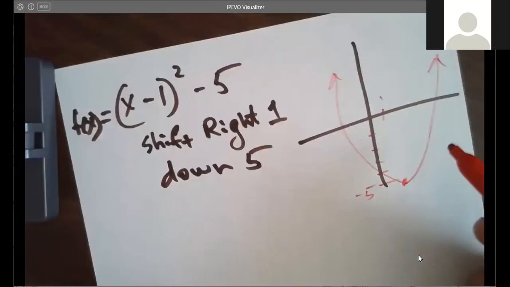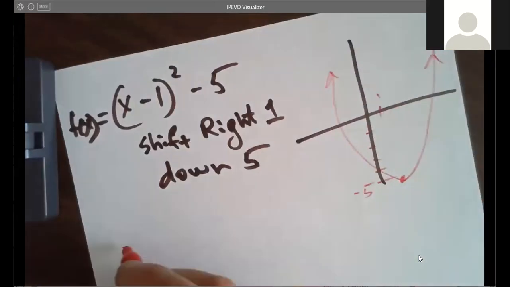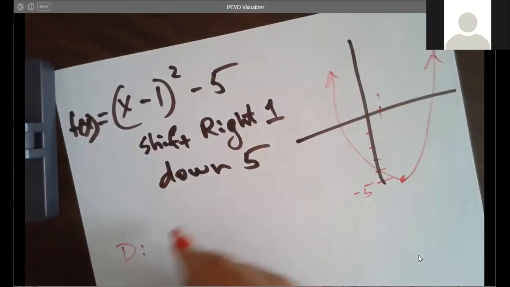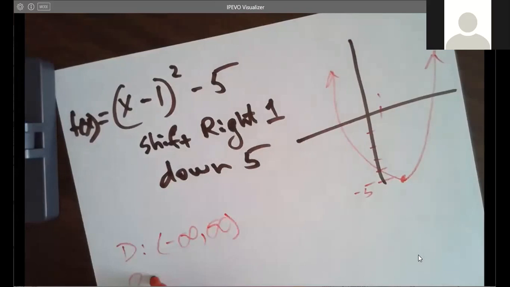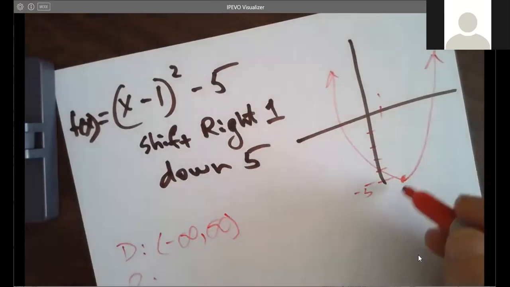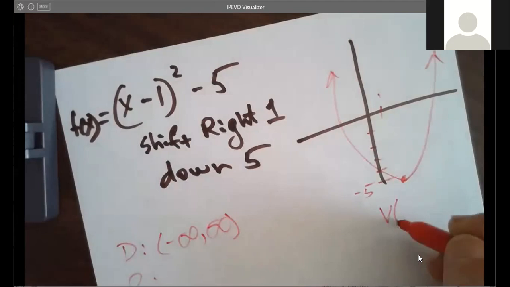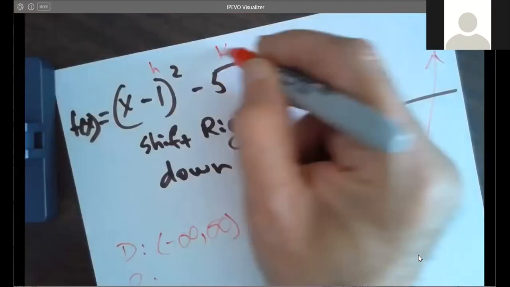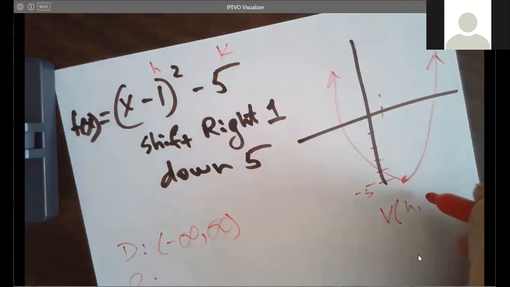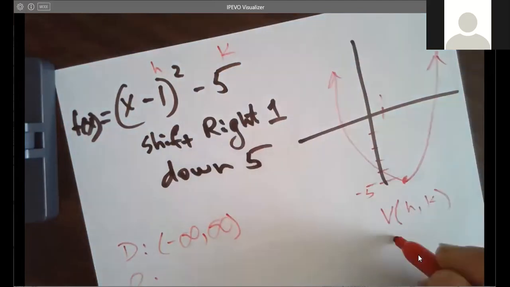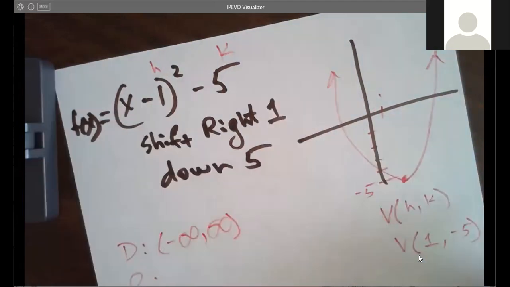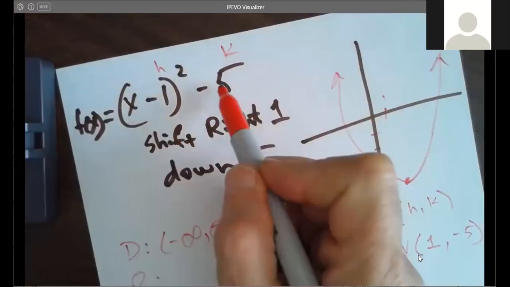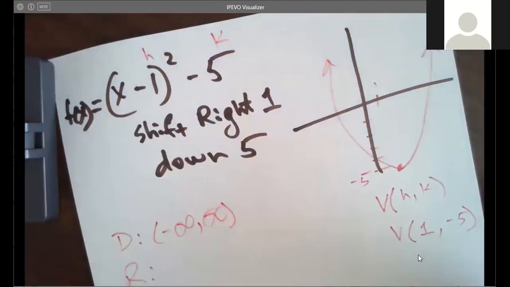Okay, so the domain is always going to be negative infinity to infinity. The range, and so this vertex is going to be h and k. H is, because it moved right 1, positive 1. K is negative 5. So the sign changes inside the parentheses, but does not change outside of the parentheses.